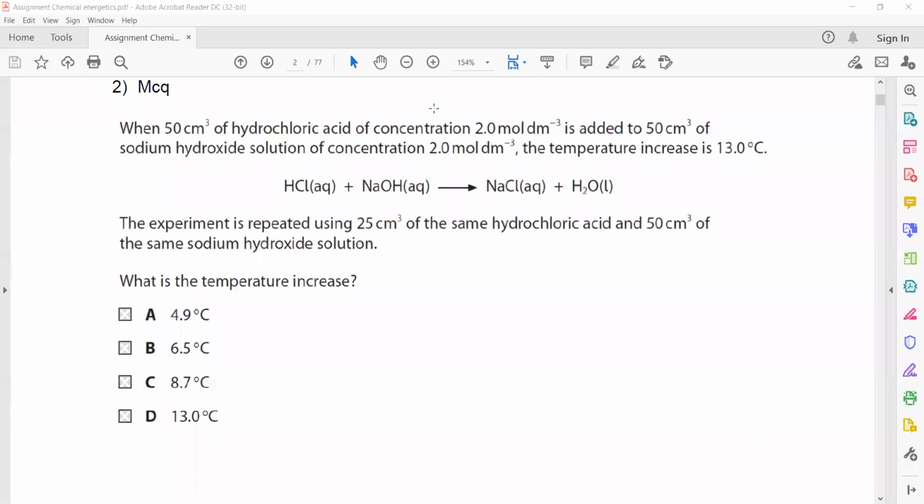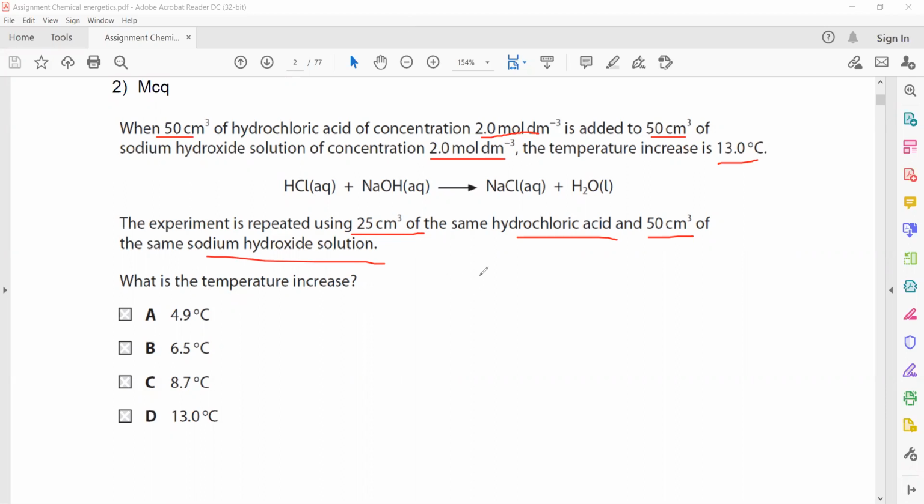Moving on to the next question, question 2. When 50 cm cube of hydrochloric acid, concentration 2 mole per dm cube, is added to 50 cm cube of sodium hydroxide of concentration 2 mole per dm cube, the temperature increased by 13. The equation is given for the reaction between hydrochloric acid and sodium hydroxide, which results in the formation of sodium chloride and water. The experiment is repeated using 25 cm cube of hydrochloric acid and 50 cm cube of sodium hydroxide. What is the temperature change?